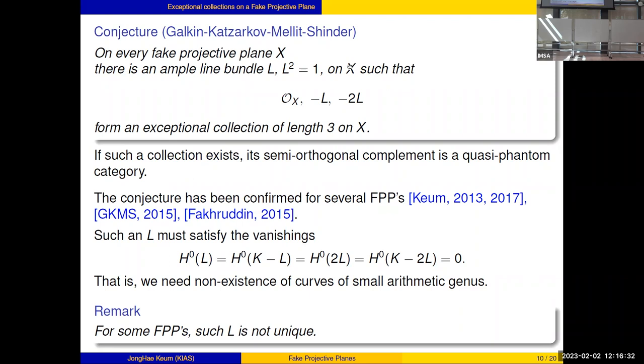And this conjecture has been confirmed for several fake projective planes by computer, by four people and a partner. Well, such a line bundle must satisfy the vanishing of H0 for these four line bundles: L, K minus L, 2L, K minus 2L. Actually, this is equivalent. So if you find such a line bundle L, then this will give you an exceptional collection. This is nothing but the non-existence of curves of small arithmetic genus. One remark is that for some fake projective planes, the choice is not unique, as it can be twisted by a certain torsion line bundle.